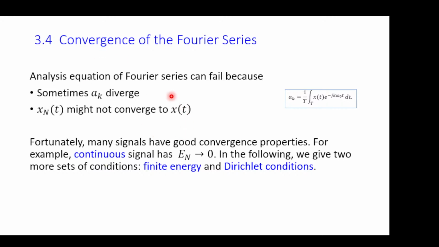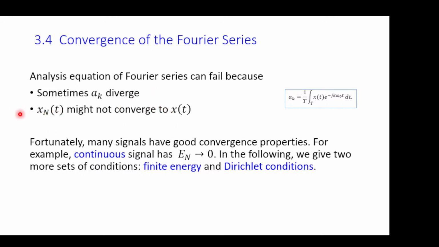Okay. So we have 2 examples of things that are not converging. First, we are calculating our a_k from this analysis equation, and sometimes you just don't get a_k from here because you are integrating something, and this integral can just diverge. If you diverge, you don't have a_k. And if you don't have a_k, you cannot even write down a series. Then obviously you don't have a Fourier series expression, right? So that's a bad case.